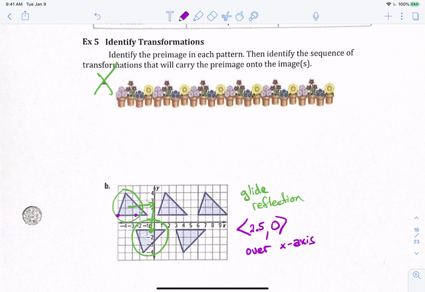Identify the transformations. Identify the pre-image in each pattern, then identify the sequence of transformations that will carry the pre-image onto the images. Good.